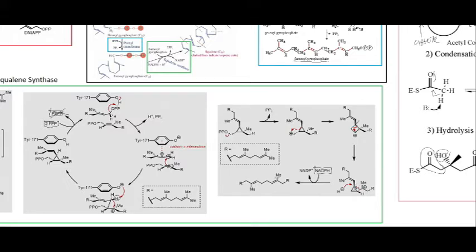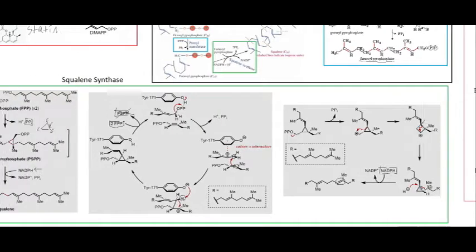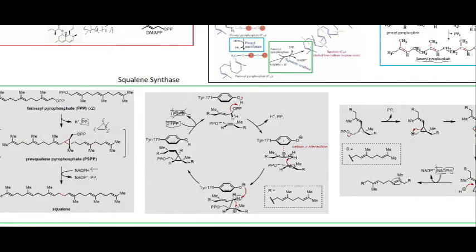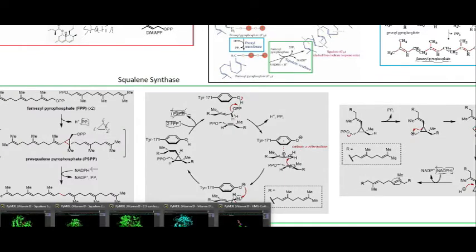And so that's how we generate this double bond right here, as the electrons from this bond in the three carbon ring are collapsed down onto this bond here, going to the positive charge, and so that generates our squalene here. And so this is the squalene synthase.